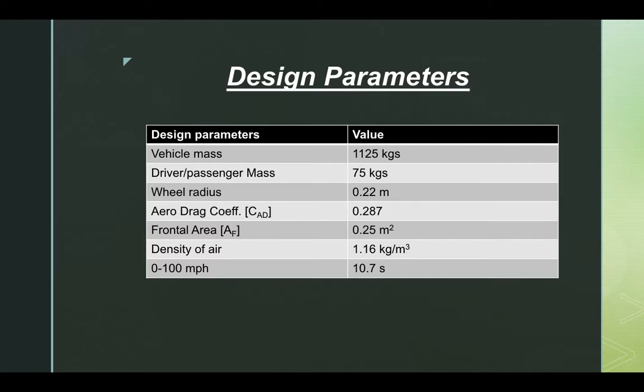So the total vehicle mass would be 1125 kgs, and I've taken driver mass as an average of 75 kgs, and wheel radius is 0.22 meter, and coefficient of drag is 0.2 approximately, and density of air is 1.16 kilogram per meter cube, and it goes 0 to 100 in 10.7 seconds.